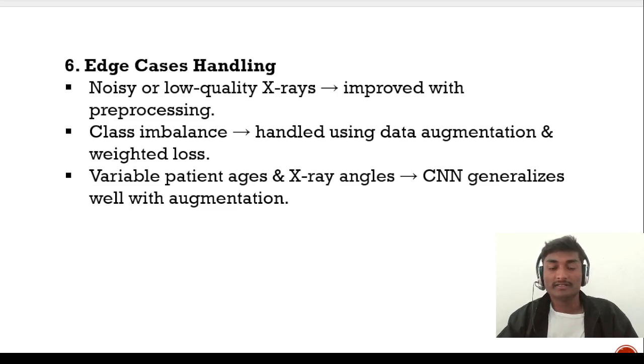Variable patient ages, let's deep dive into this concept. Some of the ages may vary, like 16 or 68. Different varieties of ages of X-rays are there. To convert that data into different types of angles, CNN generalizes well with the augmentation. Data augmentation will help.